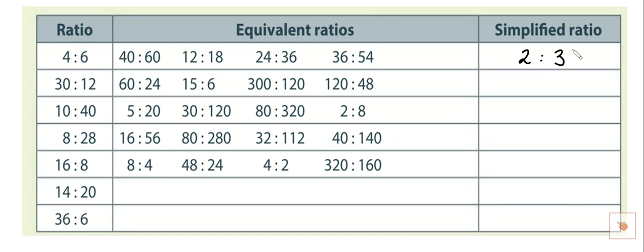Next time we'll talk a bit more about what that means. 2 to 3 is fine. 30 to 12. 5 to 2, you know? How'd you get it? This one was obviously divided by 2, but this one's divided by 6. This one? 1 to 4, because we could divide that one by 10.